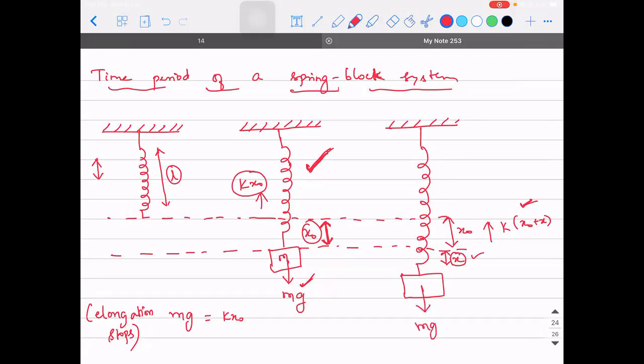So what happened is mg is still acting, but my hand is removed. So what will be the restoring force? K into x naught plus x is what is going to act in the third scenario. But what is the counter force acting against this k into x naught plus x? It is only mg. Will this mg be able to balance that restoring force? No, sir. Because mg can balance only when the value is k into x naught. Now it is not k into x naught anymore, it is k into x naught plus x. So it will not be able to balance, due to which the spring and the block system will start oscillating.